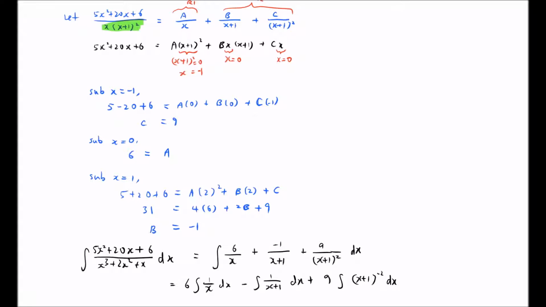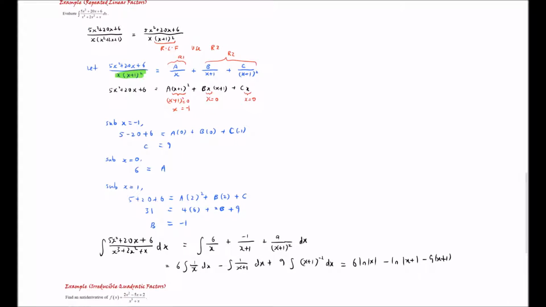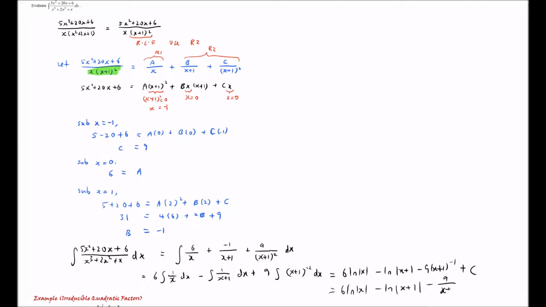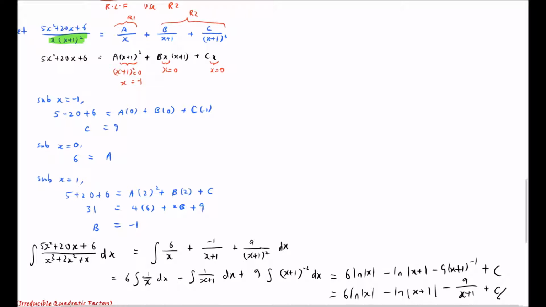Okay, so applying the formula which is in your formula list, so you should get 6 ln x minus ln (x + 1) minus 9 over (x + 1), then plus c, or you can write 6 ln modulus x minus ln (x + 1) minus 9 over x plus 1 plus c. Okay, so this will be the final answer for this question.